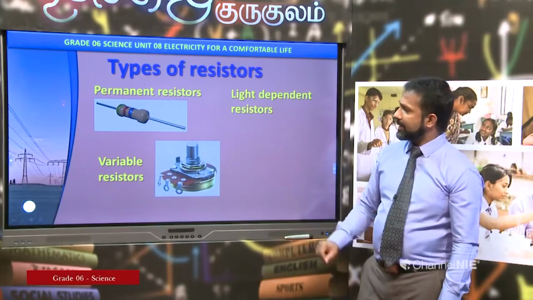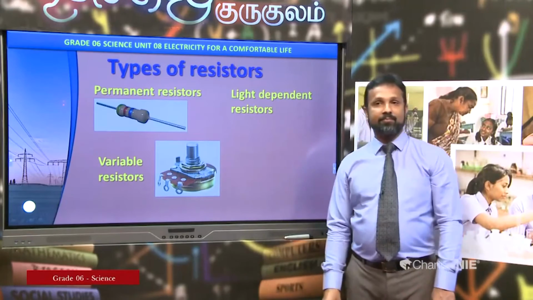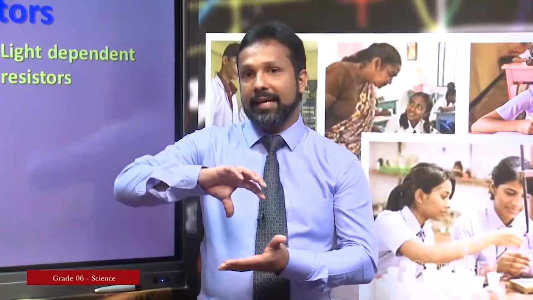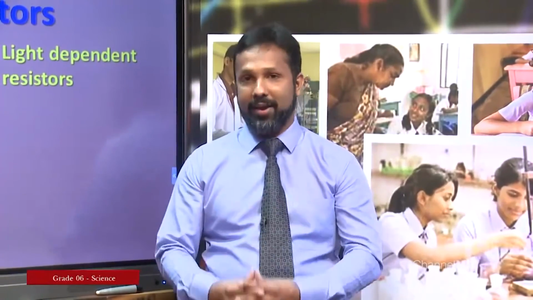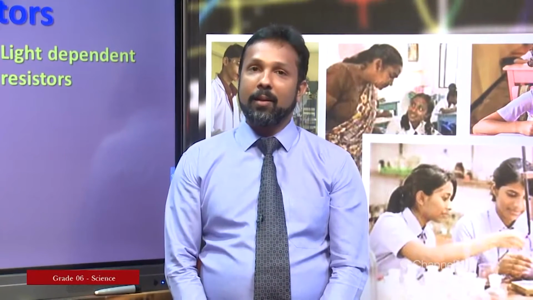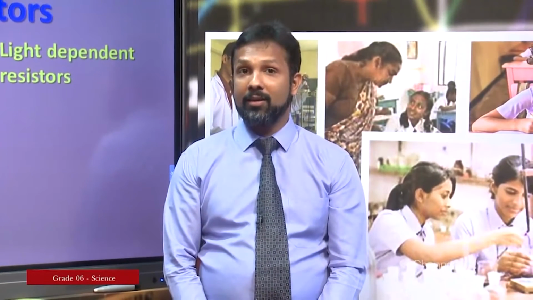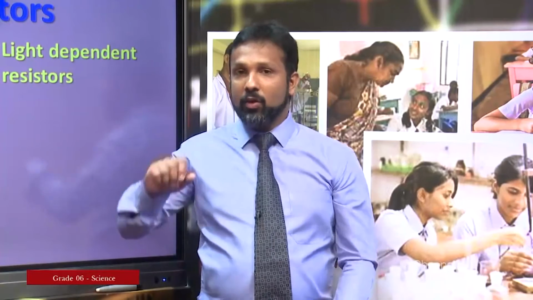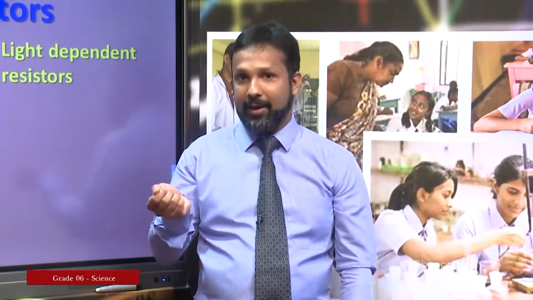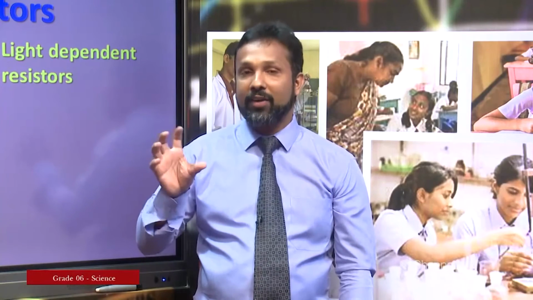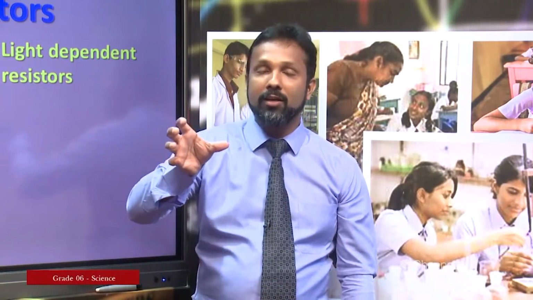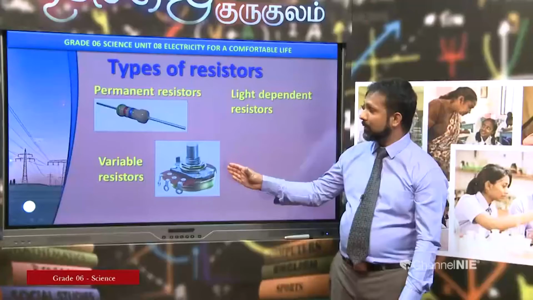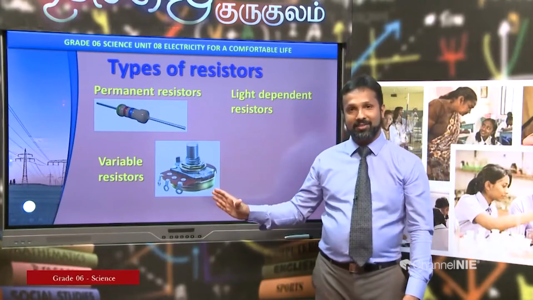This is an example for a variable resistor. What does that mean? The resistance value can change as required. For example, draw your attention to the regulators in the ceiling fan or stand fan. We can change the speed of the fan by controlling the amount of current that flows through the circuit. So volume controllers, those are examples for variable resistors.